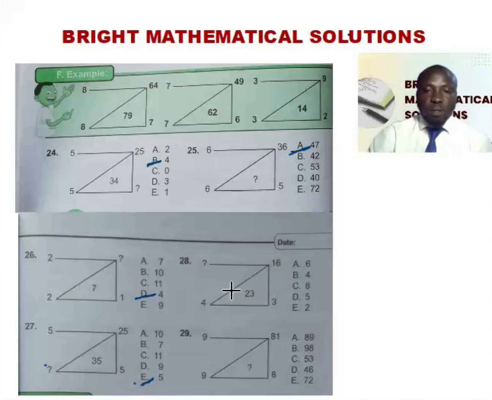So the next one, 4. Find the square root of 16, or 16 divided by 4, gives us 4. So our answer here is B, which is 4. So what is here is the same thing as what is here. And the next one, 81 plus 9, that is 90, plus 8, that gives us 98. So our answer here is B.